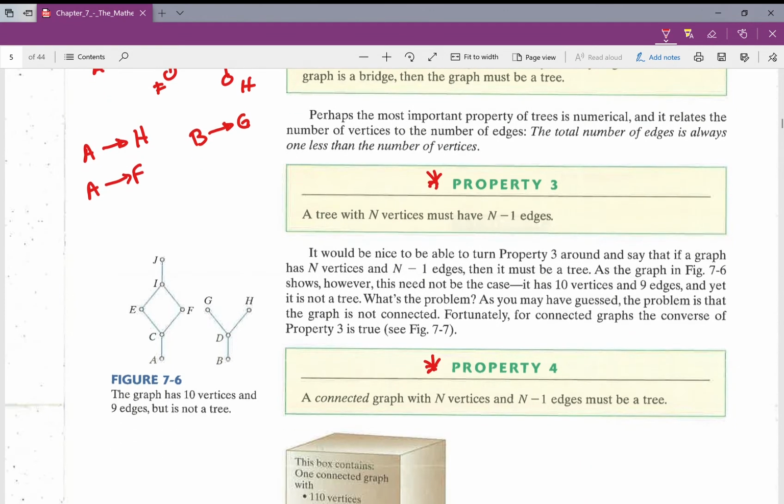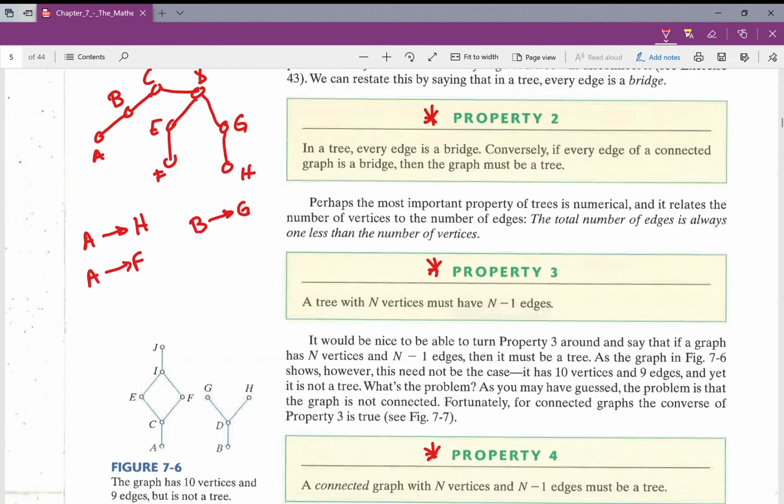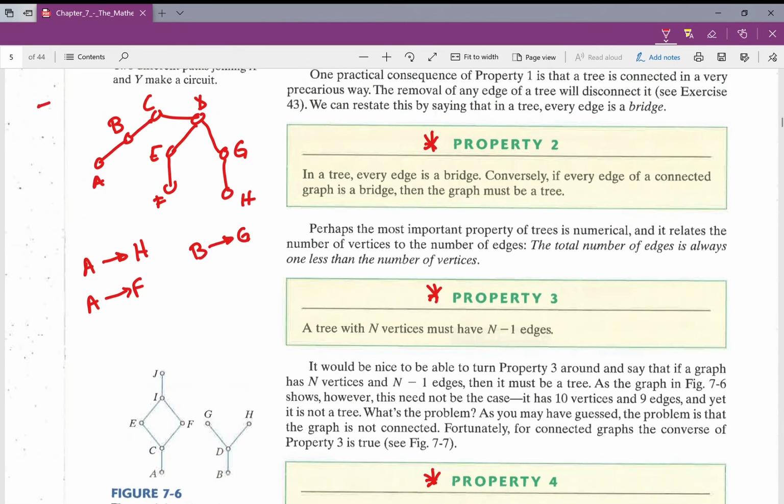Property 3, a tree with n vertices must have n-1 edges. If we look at this example, I'll call it example 1. If you count the vertices from A, B, C, D, E, F, G, H throughout, you have 1, 2, 3, 4, 5, 6, 7, 8 vertices.